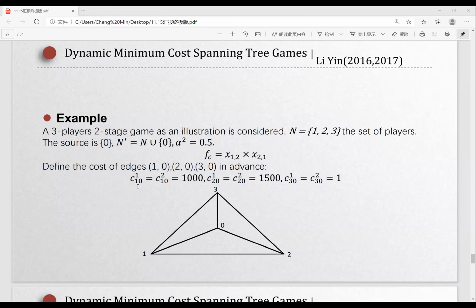The cost of H10 in the graph in stage 1 equals the cost of H10 in the graph in stage 2 and equals 1,000. The cost of H20 in the graph in stage 1 equals the cost of H20 in the graph in stage 2 equals 1,500. The cost of H30 in the graph in stage 1 equals the cost of H30 in the graph in stage 2 equals 1.